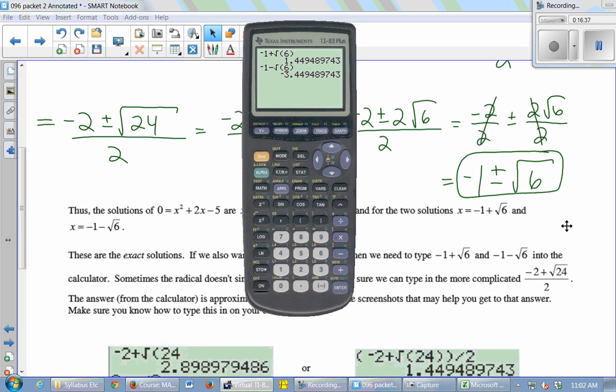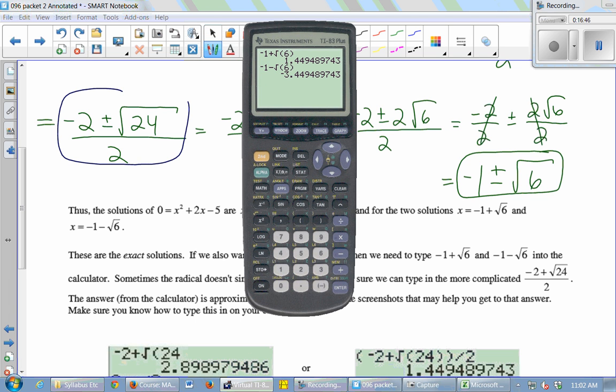Often you'll be unable to simplify. So we got -2 plus or minus root 24 over 2, and that simplified. But if that radical 24 could not be simplified any further, then this would have been our answer. So we need to make sure we can type this kind of thing into the calculator also.